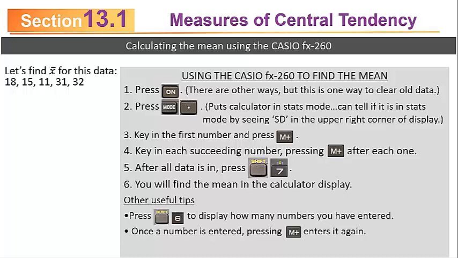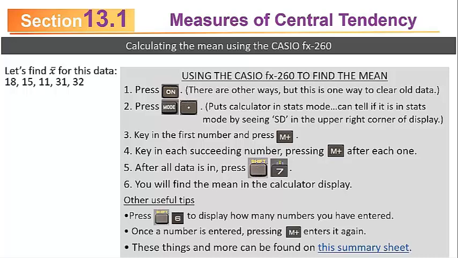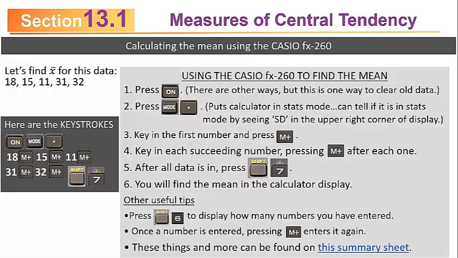Just throwing these useful tips up here again, same ones I mentioned earlier. But let's see what you get. The keystrokes for that problem would be: on, which clears the old data; mode, period, which puts it in stats mode; 18 M+, 15 M+, 11 M+, 31 M+, 32 M+, which enters the data; and then Shift 7 gives you the mean, which turns out to be 21.4.